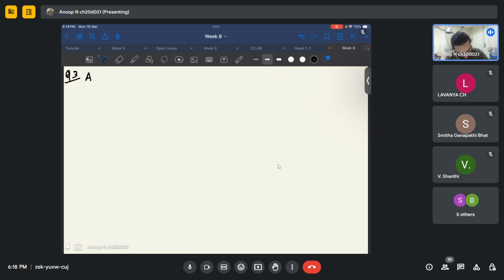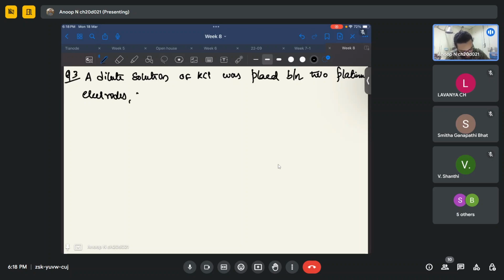So a dilute solution of KCl was placed between two platinum electrodes 10 centimeter apart, across which a potential of 6 volt is applied.